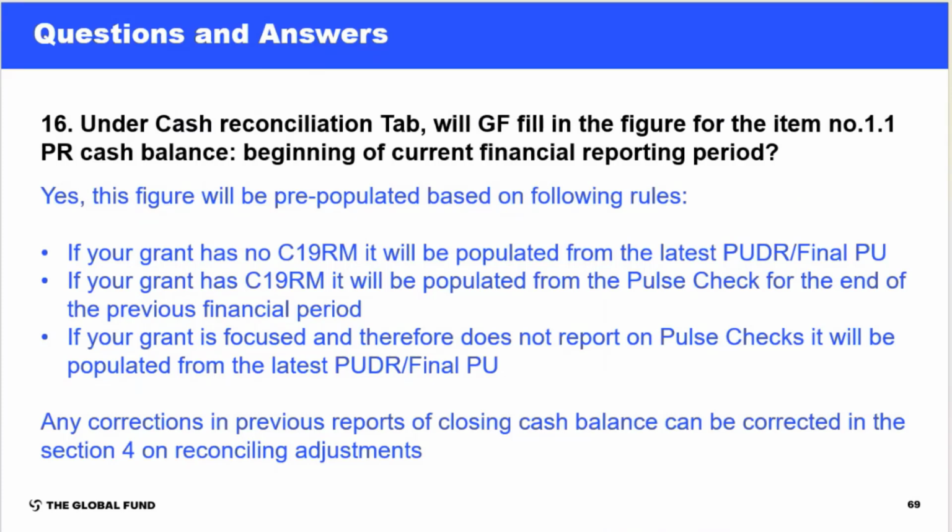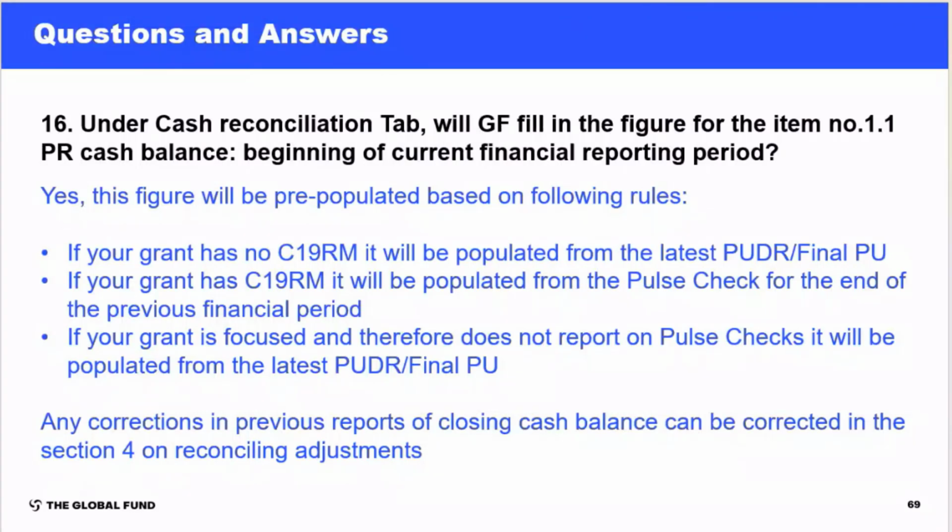Under the cash reconciliation tab, will Global Fund fill in the figure for item 1.1, PR cash balance beginning of current financial reporting period? The short answer is yes. The figure will be pre-populated, but there are some caveats to this, basically.